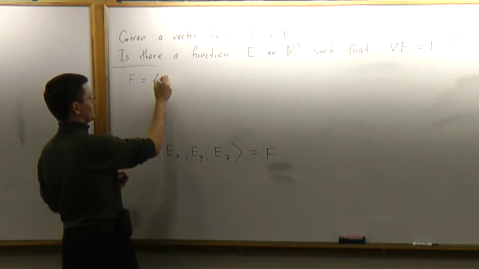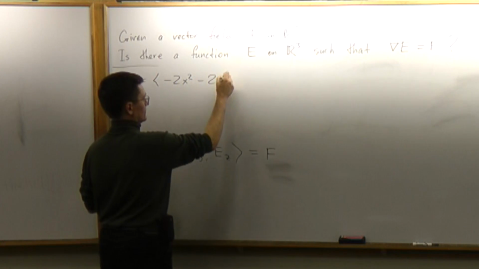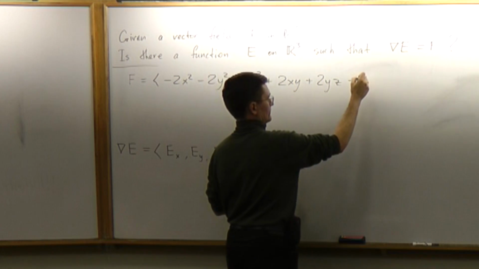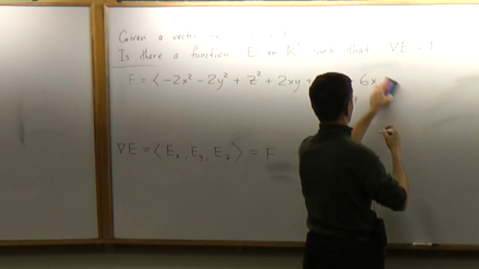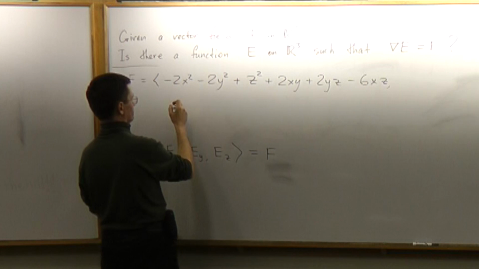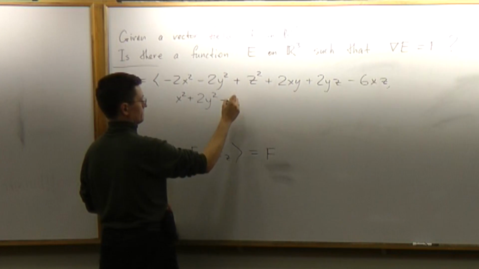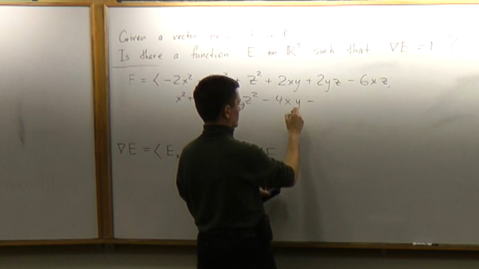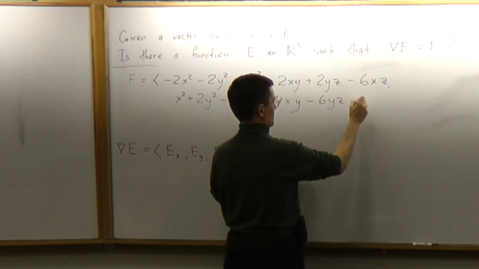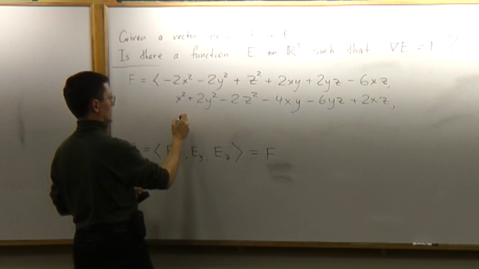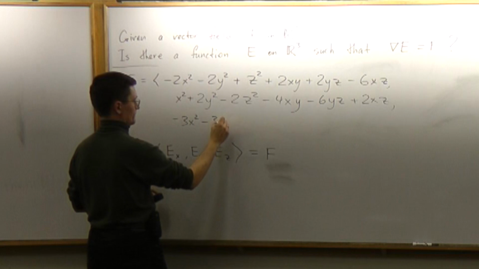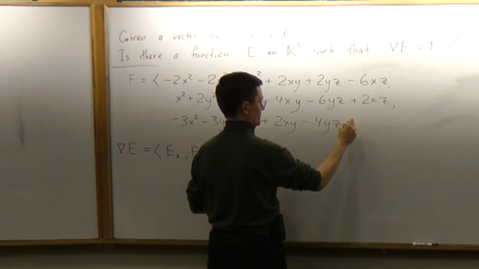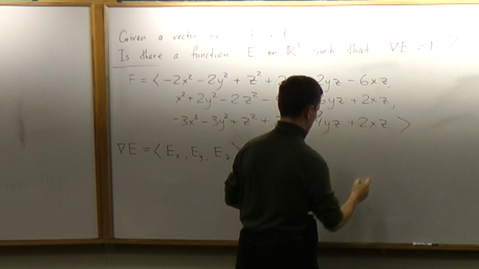All right, I'm ready. Minus 2x squared minus 2y squared plus z squared plus 2xy plus 2yz minus 6xz, comma, x squared plus 2y squared minus 2z squared minus 4xz, or xy, sorry, minus 6yz plus 2xz, comma, minus 3x squared minus 3y squared plus z squared plus 2xy minus 4yz plus 2xz. All right, thank you very much.